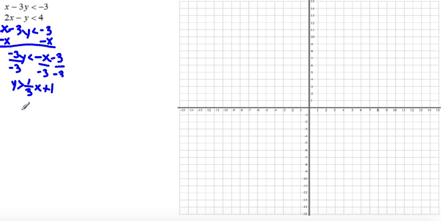Okay, so I graph my inequality. To graph, I have to figure out the slope first, which is 1/3. And then I figure out my y-intercept, which is 1. Okay, so when I graph, I start on the y-axis, y-intercept, which is 1. And the slope is 1/3, so I go up 1 over 3. And then to extend the line, I go down 1, left 3.